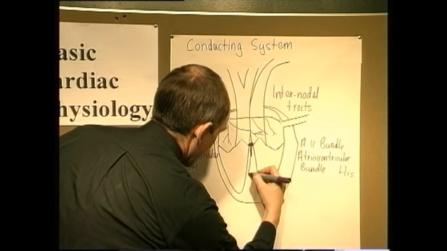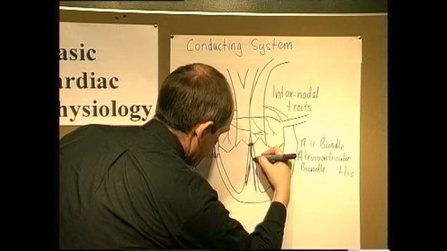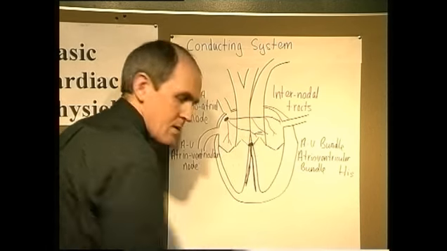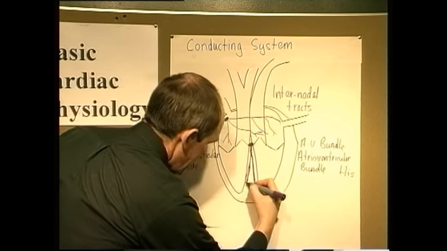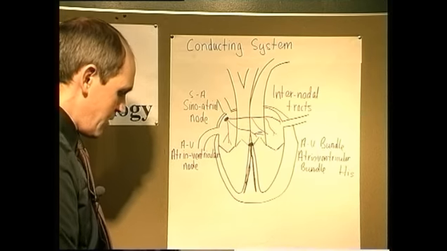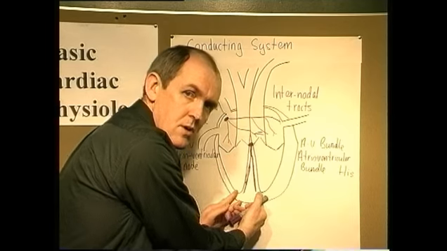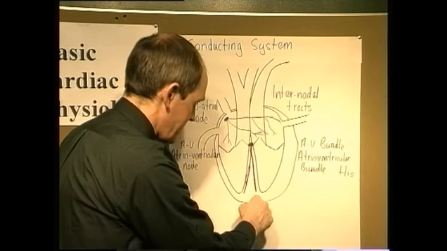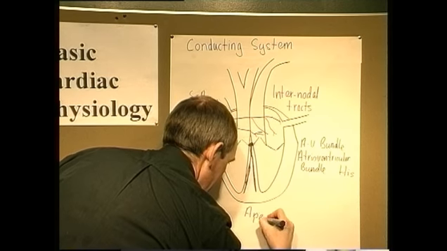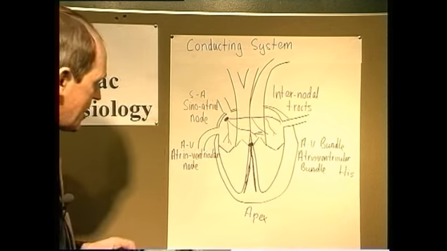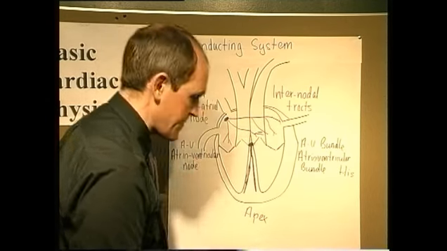So we have the right bundle branch coming down here and the left bundle branch coming down towards the left side of the heart. Because the idea here is that we want these ventricular walls to start contracting from the bottom up. This lower part of the heart here is referred to as the apex. So we want contraction to start from the apex and move up towards this part, which is called the base.